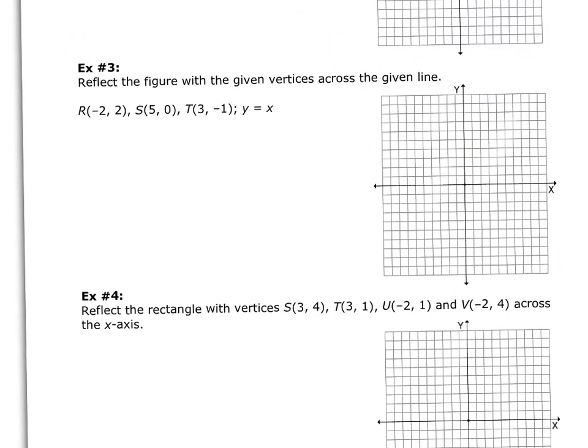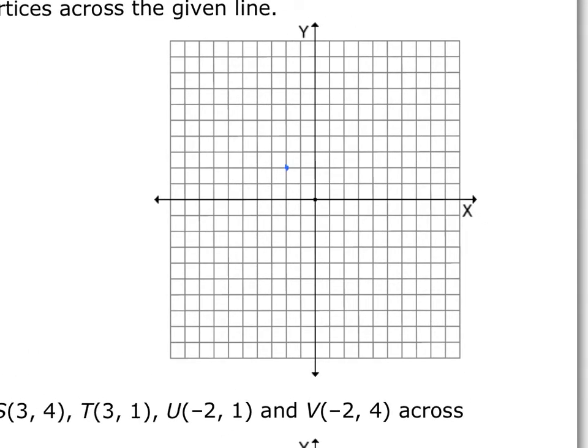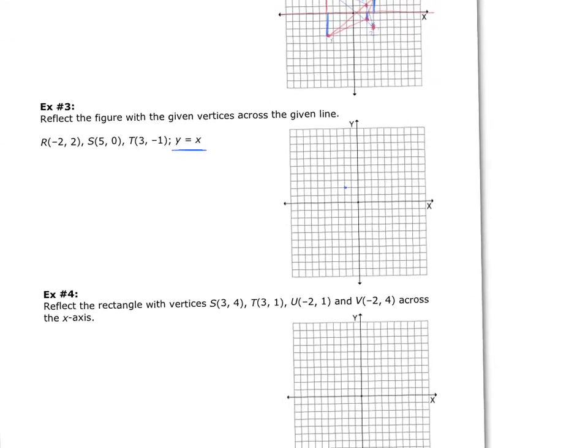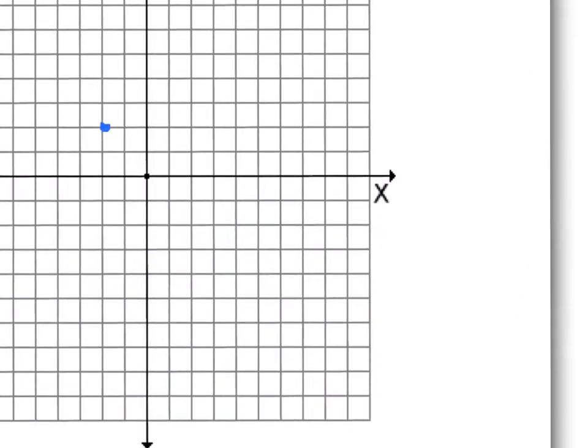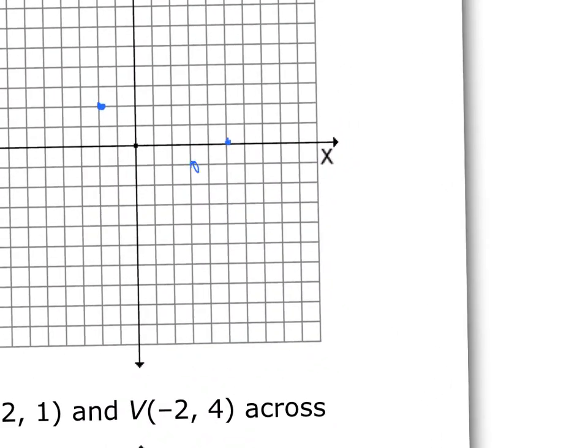All right. Okay, so the next one, it says reflect the figure with the given vertices across the given line. This time, our given line is y equals x. Okay, so let's go ahead and graph our 3 points. We have negative 2, 2, plot a point. We have 5, 0, plot a point, 1, 2, 3, 4, 5. And lastly, we have 3, negative 1, where we need to plot a point.